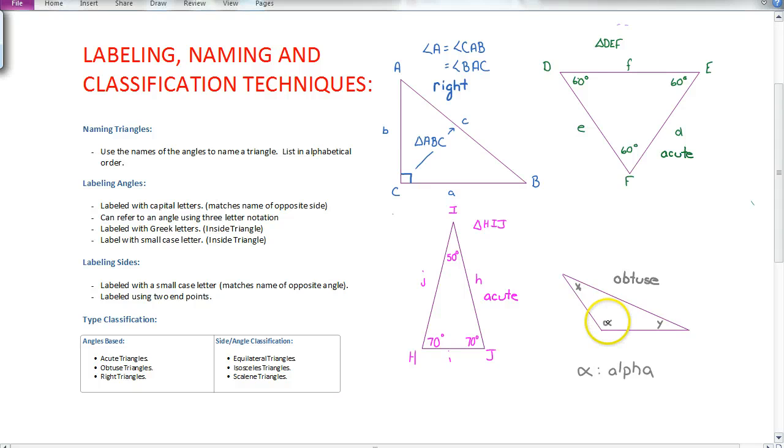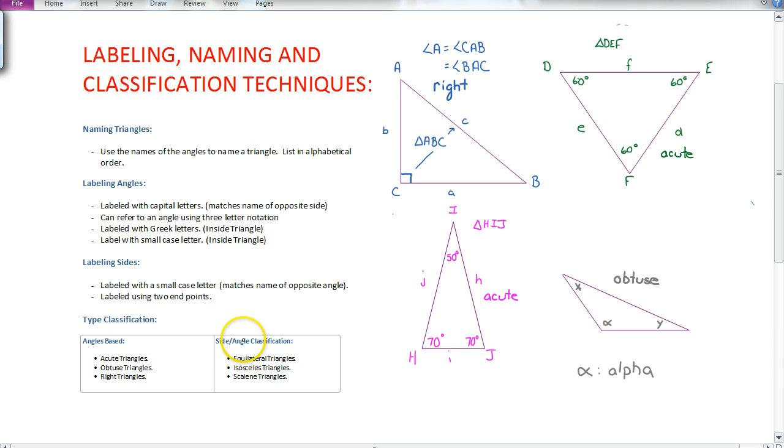You can't draw any real conclusions about any of the side lengths or angles if information isn't given. Remember, diagrams are not always to scale, and so it's important that even if two sides look the same or an angle looks acute, be very careful about drawing conclusions unless the diagram says this diagram is drawn to scale. So that's how we define triangles based on an angle-based classification.